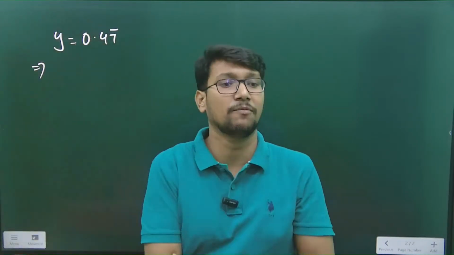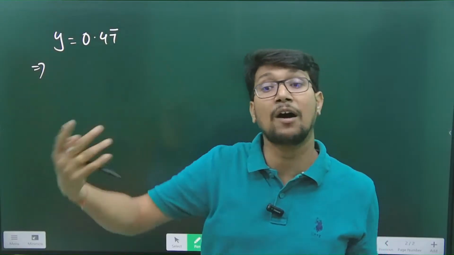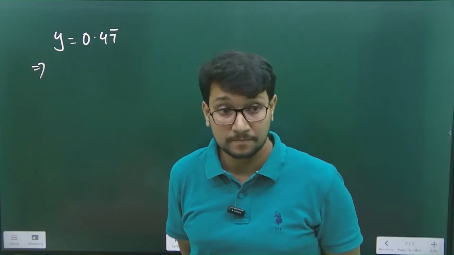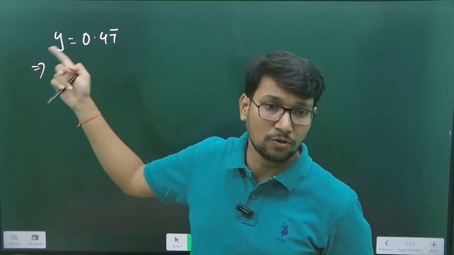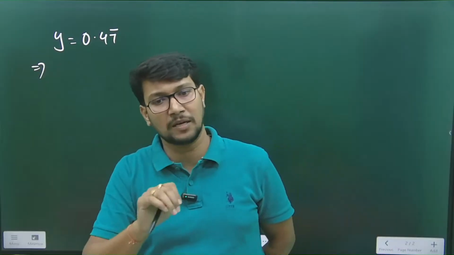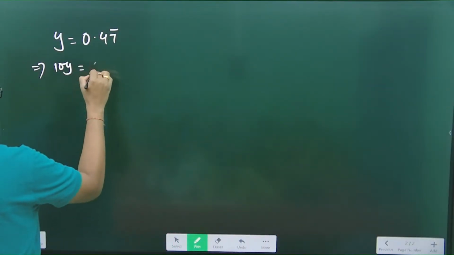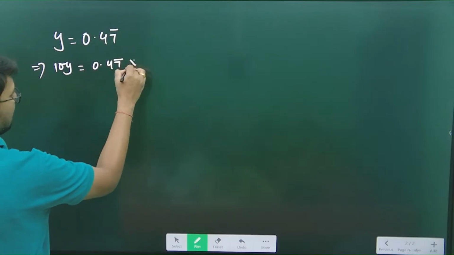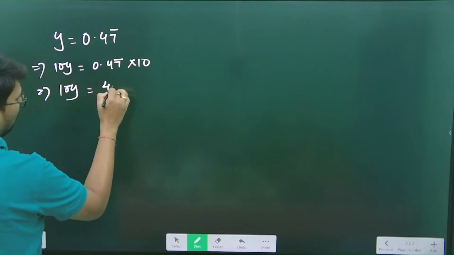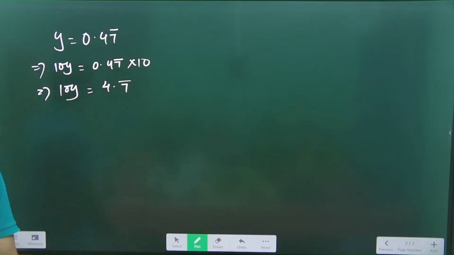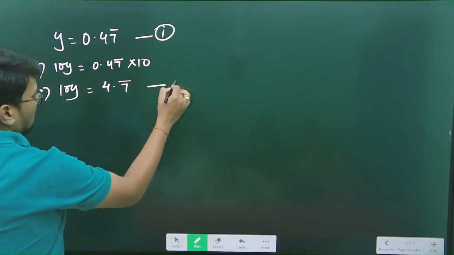So to the whole number side you have to bring the digit which is not under the bar. How do you bring it? By multiplying as per the requirement. Here we are bringing one digit, so we have to multiply by 10. So it will become 10 into y equals 0.47 bar into 10. Bolo, 4.7 bar. Is that clear?